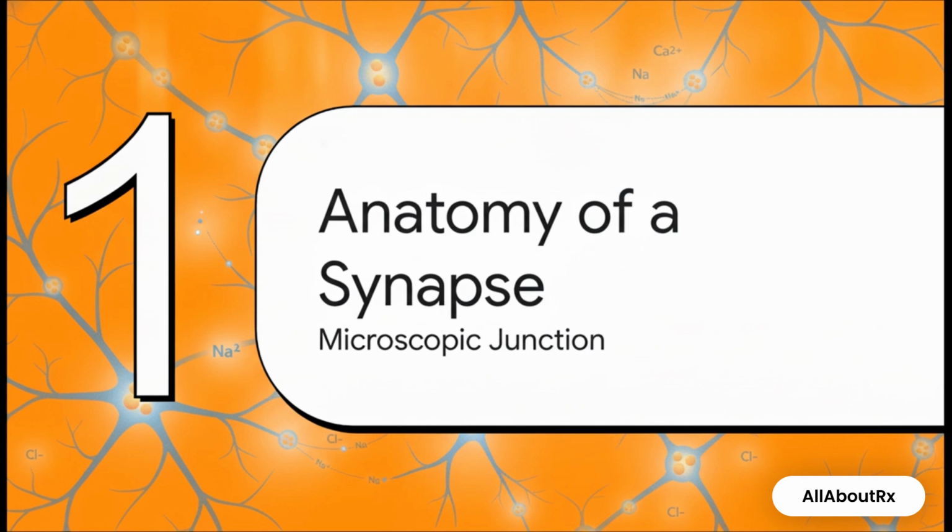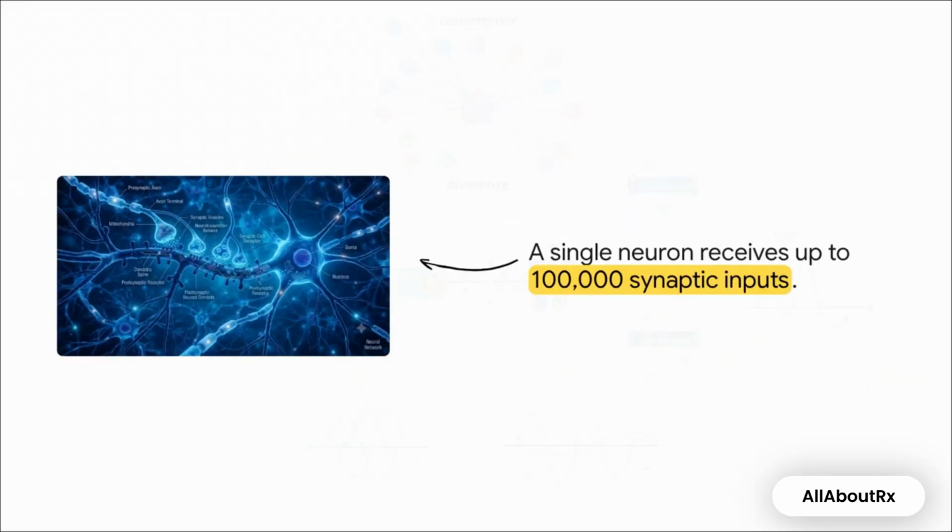Anatomy of a synapse, the microscopic junction. Okay, let's dive into this. A synapse is, at its core, a strictly one-way functional junction between two neurons. You've got the presynaptic neuron, that's our sender, and the postsynaptic neuron, our receiver.